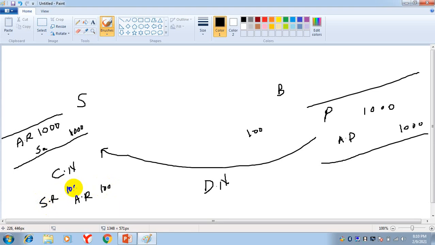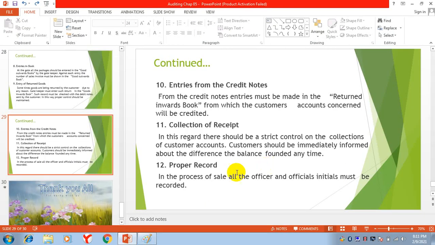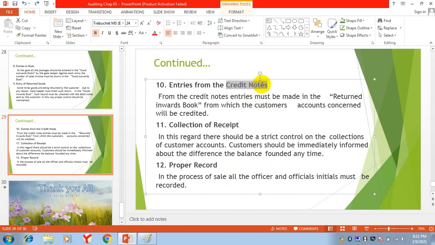You can't debit the sales account. Sales return account will be debited. Keep this thing in mind. And what will be the entry in his books? Account payable will be debited by 100 and purchase return will be credited by $100. So these are the entries in case of purchase and sales return. So now from the credit notes, entries will be made in the books of accounts.